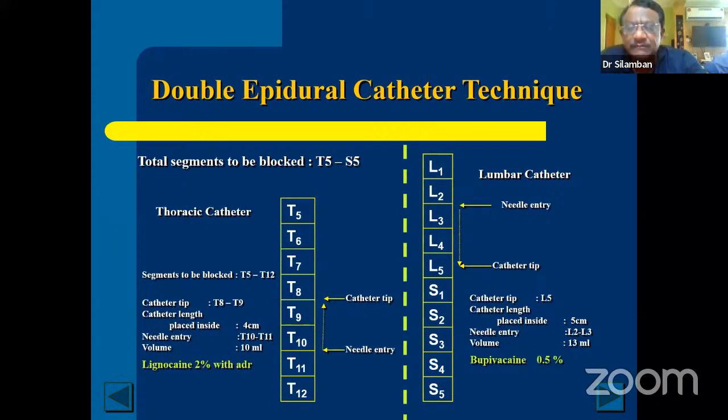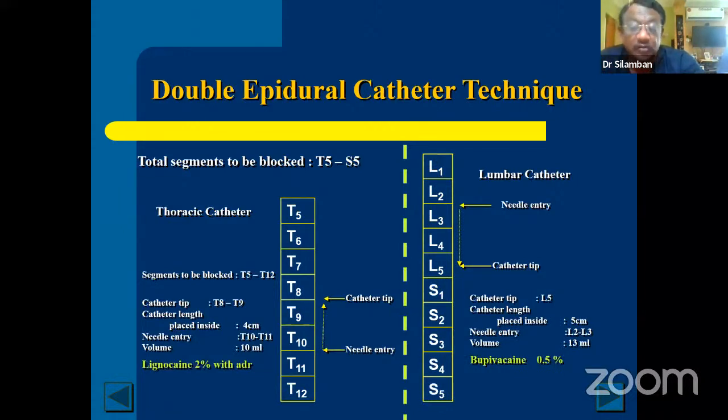For example, when you're doing a radical cystectomy, when you are going to remove the bladder, you activate the lumbar catheter. When you go above to the abdomen trying to create a loop, you activate the thoracic catheter. This way, it could be quite useful in some cases. I've done about 2 to 3 cases in double epidural catheter, where a single surgeon was operating with one of his postgraduates. So this was found useful.